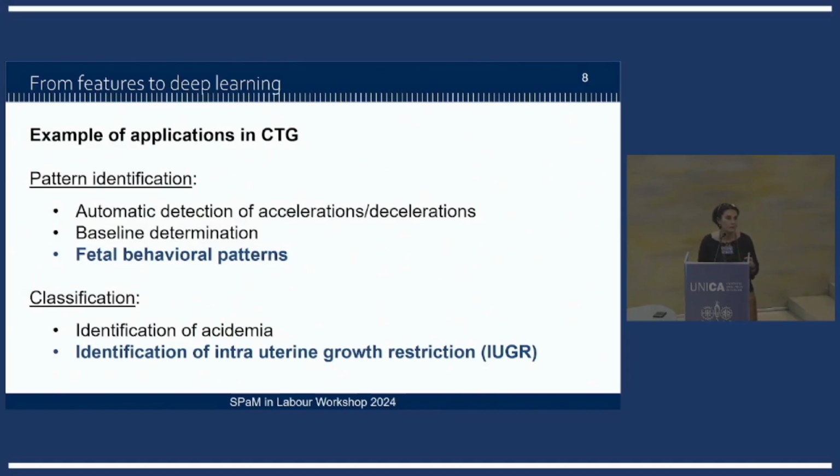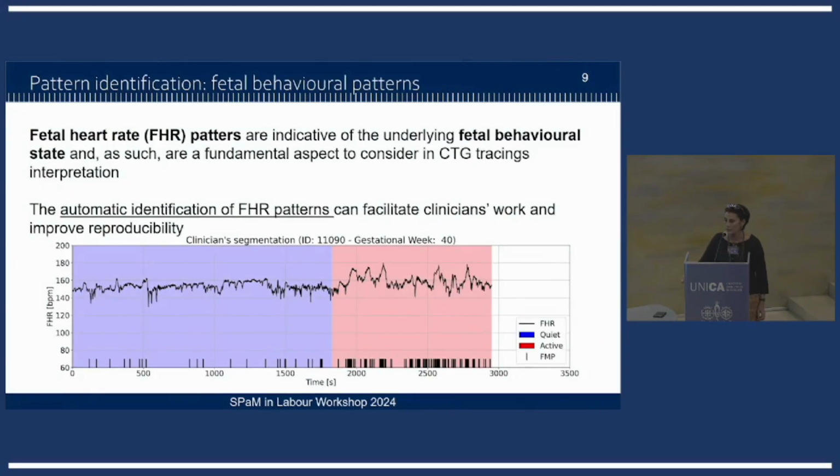Two examples of this application. The first is the recognition of fetal behavioral patterns, and the second one, the identification of intrauterine growth restriction. I start with the fetal behavioral patterns. You know that, and the elderly part of this group certainly remember the classification of CTG fetal trace in intervals 1F, 2F, 3F, 4F, so the different behavioral patterns that characterize the fetus.